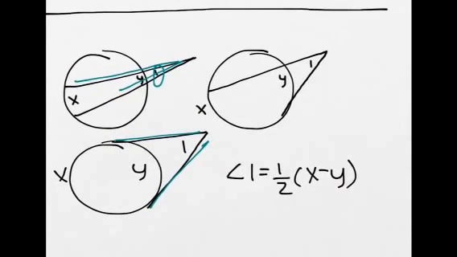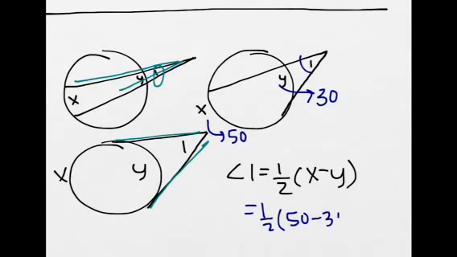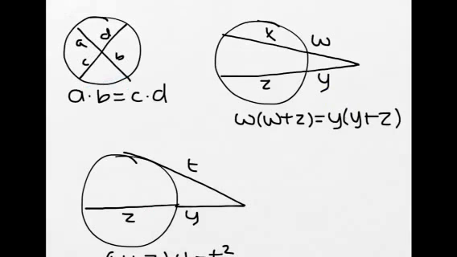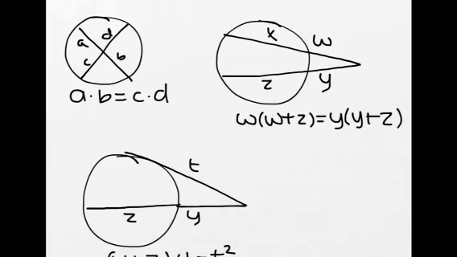Okay, so for example, if this had degree measure 50 and this had degree measure 30, angle 1 would be equal to half times 50 minus 30, which is equal to half times 20, so this is equal to 10. Okay? Now here's the power of the point formulas.